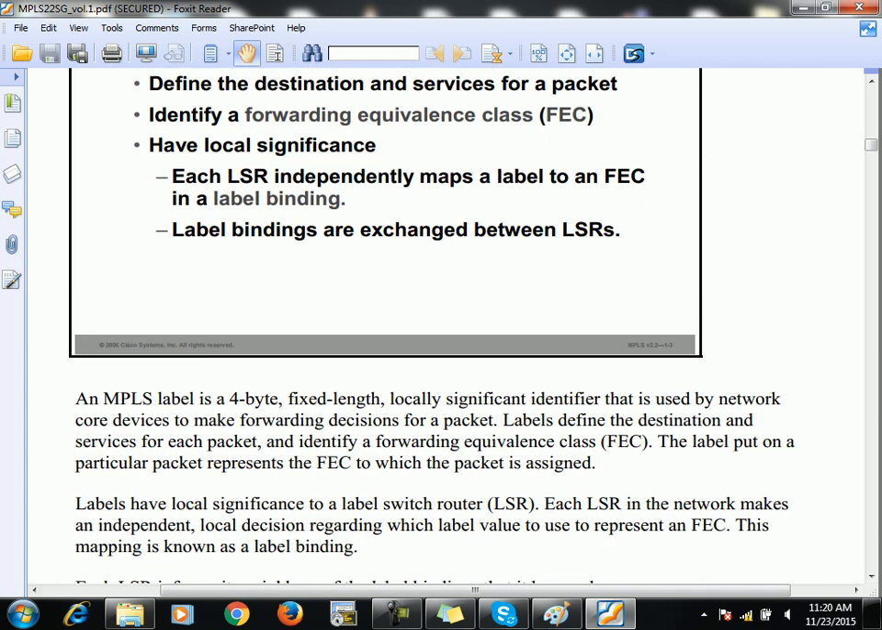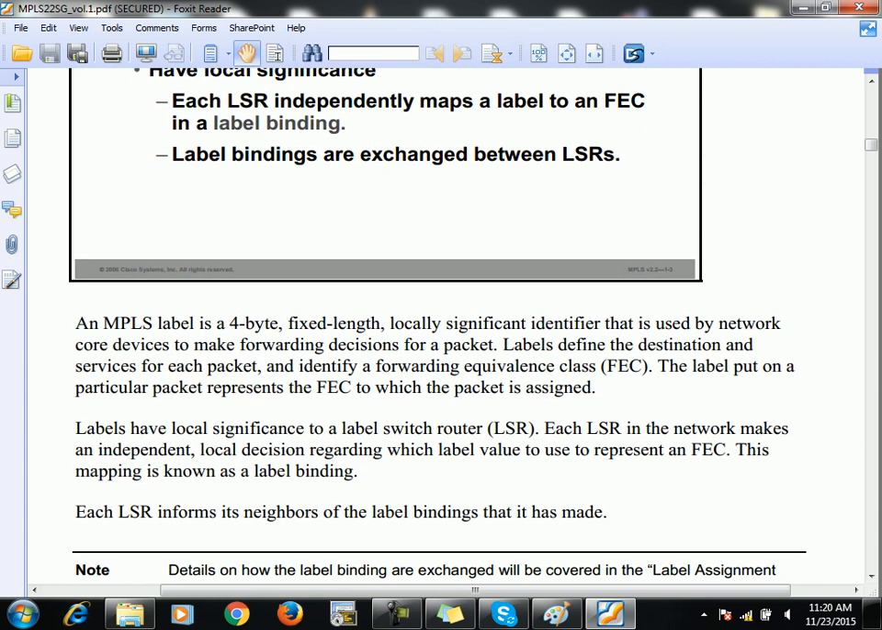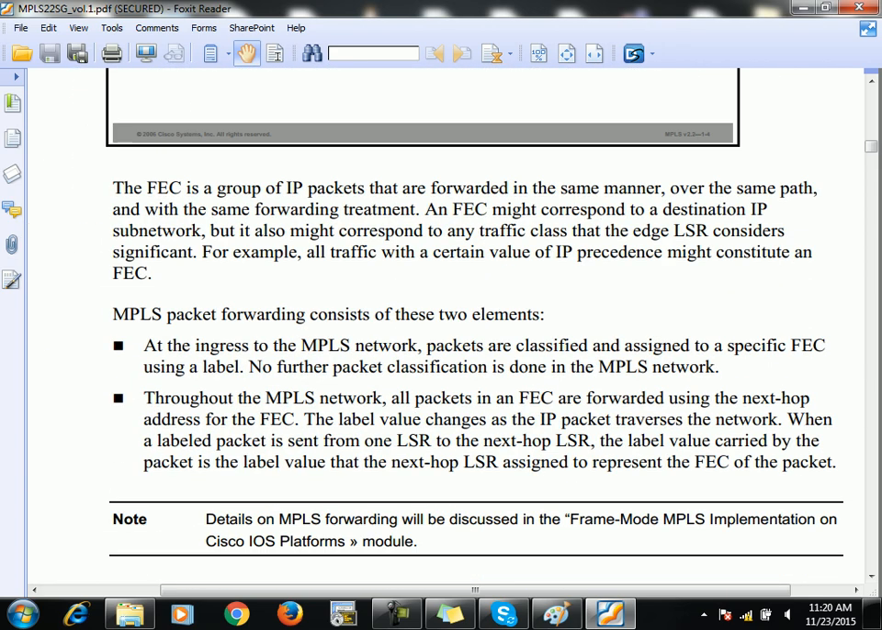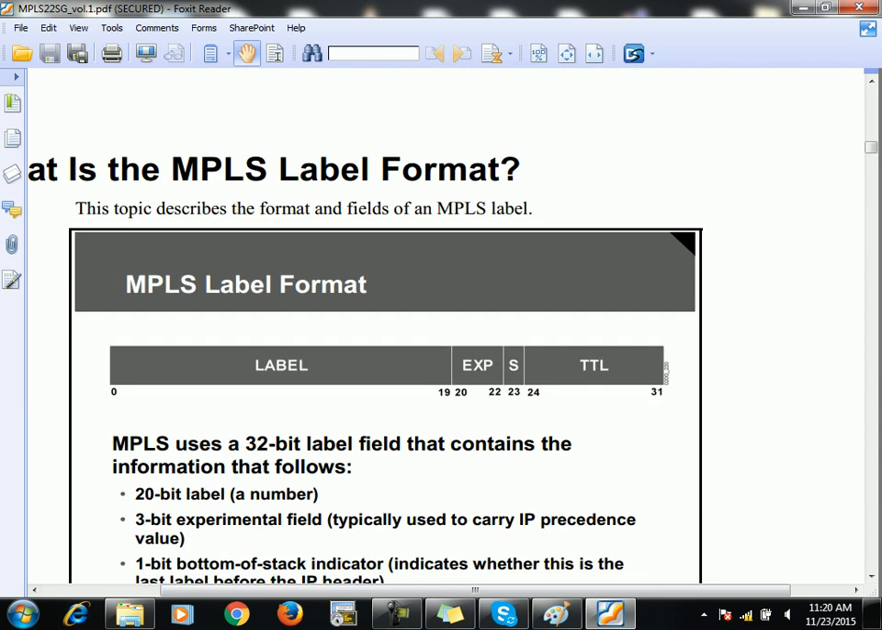So this is the MPLS label. An MPLS label is a 4-byte fixed length, locally significant identifier used by network core devices to make forwarding decisions for a packet. Labels define the destination and services for each packet and identify a forwarding equivalence class. The label put on a particular packet represents the FEC to which the packet is assigned. Forget about it now. This is your label format.